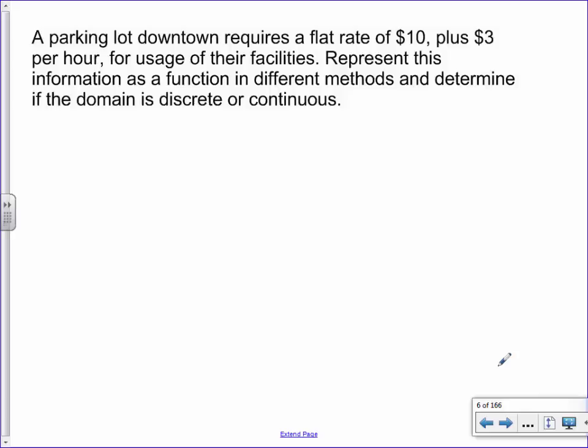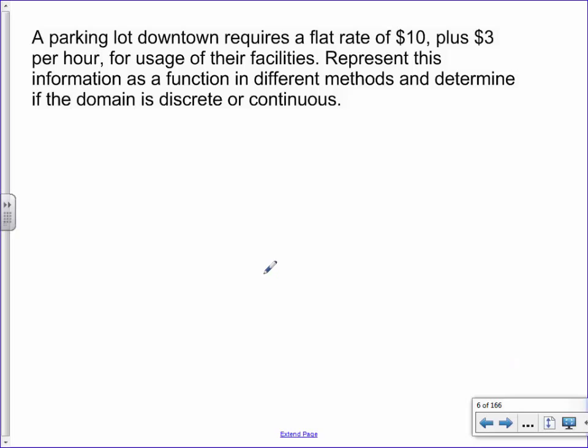Okay. So let's try an example here. Here's a parking lot. It charges a flat rate of $10. Then you have to pay $3 an hour for usage. My goal here is to represent this information in the 4 different methods. We're going to write a table of values, a bunch of ordered pairs. We're going to sketch a graph. And then after we do all of that, we're going to write an equation.